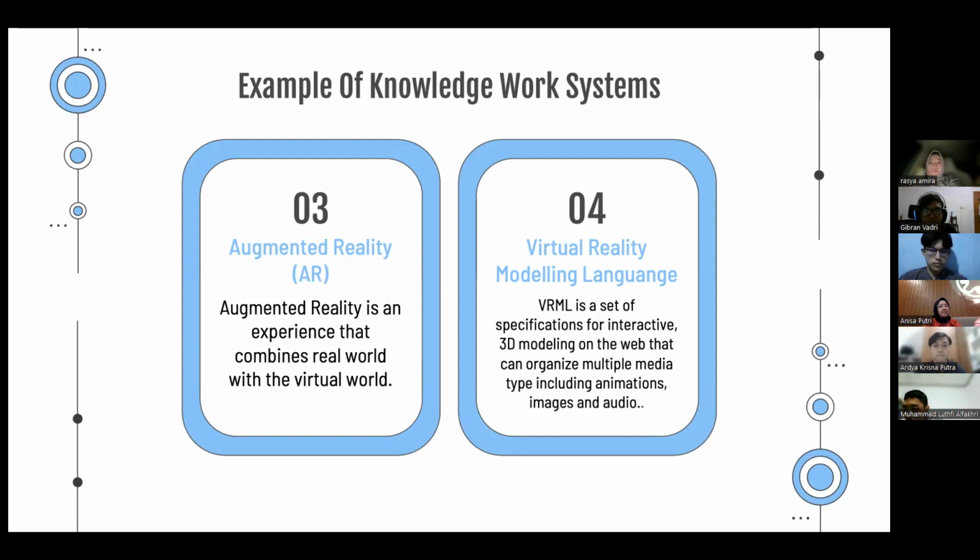Finally, we have the virtual reality modeling language, or simply known as VRML, and it is a set of specifications for interactive 3D modeling on the web that can organize multiple media types, including animations, images, and audio. Now, VRML is platform independent, so it operates over a desktop computer and requires very little bandwidth to operate.